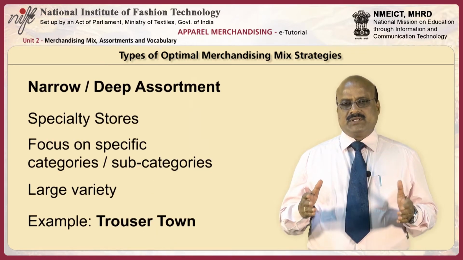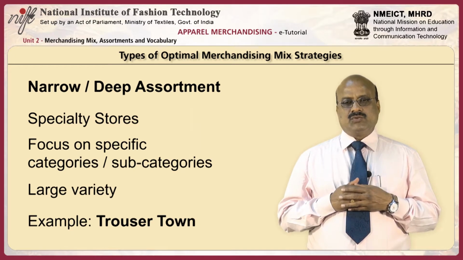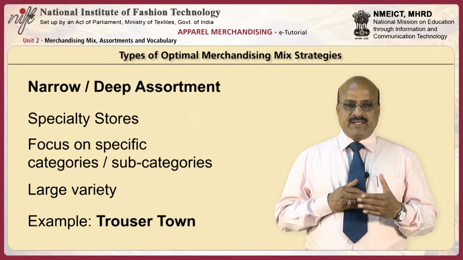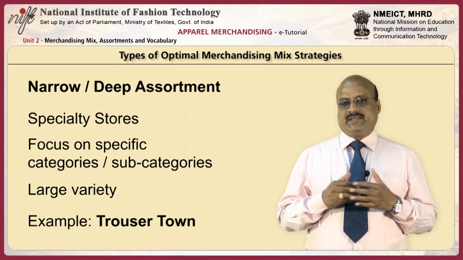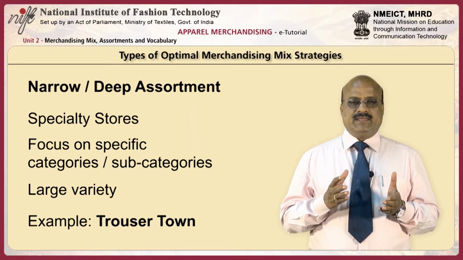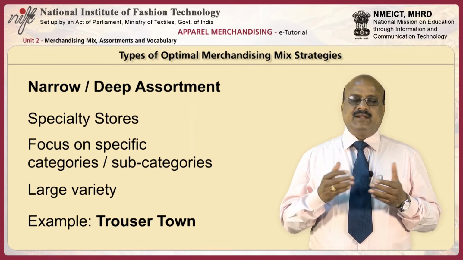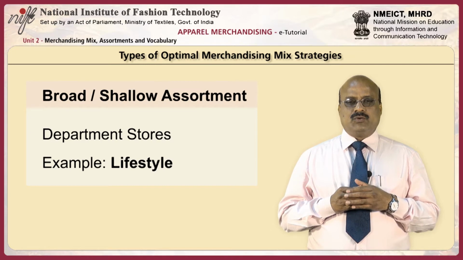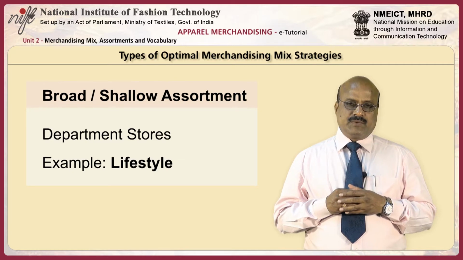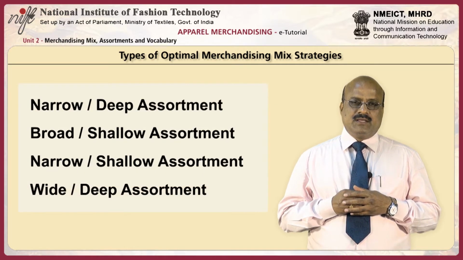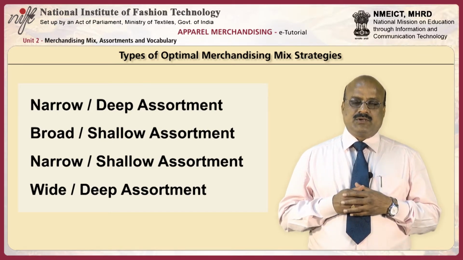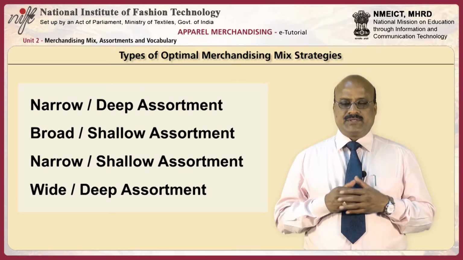Narrow and deep assortments are generally found in specialty stores, and they focus on specific category or subcategory but keep lot of variety. For example, Trouser Town store focuses on trousers only but keeps lot of variety in trousers. Broad or wide and shallow assortments generally follow by the department stores. For example, stores like Lifestyle, etc. The other types are not very popular with the stores. They are narrow and shallow assortments and wide and deep assortments.